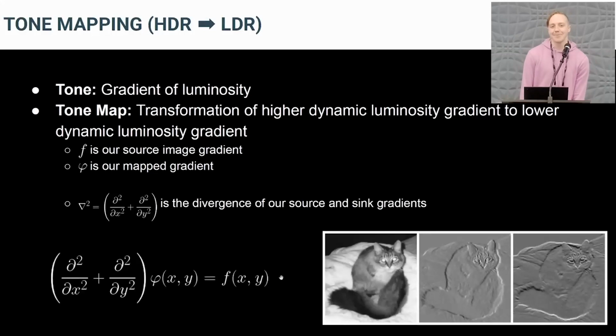Unfortunately, tone mapping is not that simple. For those of you that are unfamiliar with image processing, tone can be thought of as the gradient of luminosity. It's effectively the first derivative of your image's luminance. And a tone map is a transformation of higher dynamic luminosity gradient to lower dynamic luminosity. The mathematics aficionados in the crowd should no doubt recognize this as Poisson's equation, which is the standard equation for remedying divergence in vector fields. This is ideally the mathematical way you would use to tone map.